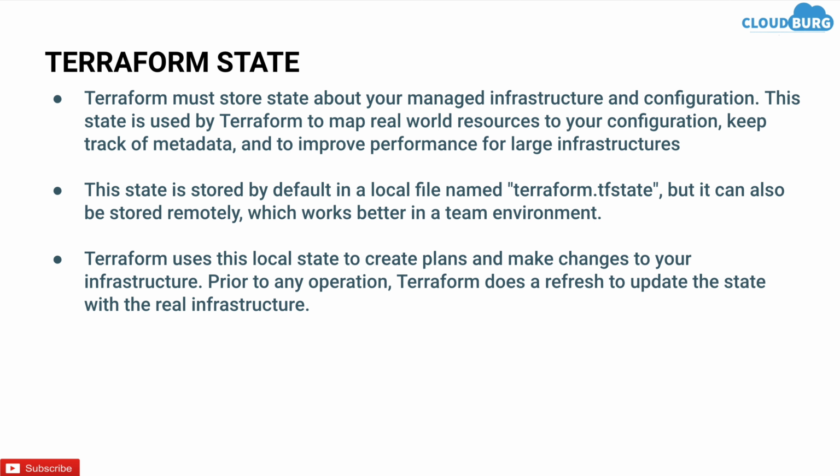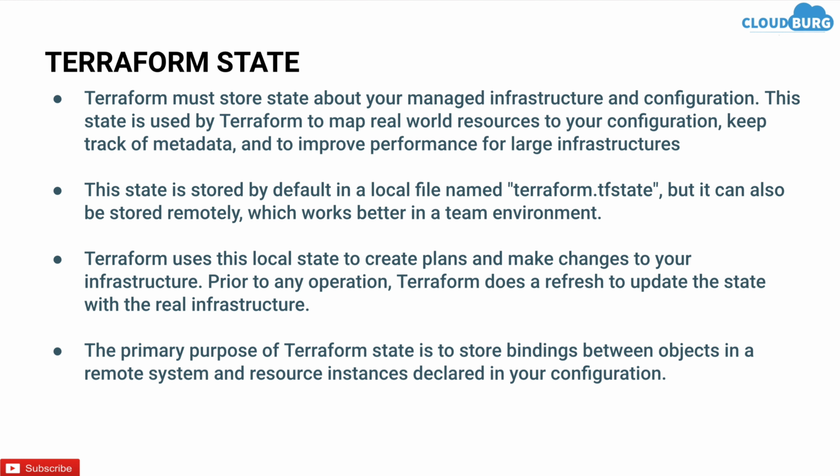Terraform uses this local state to create plans and make changes to your infra. Prior to any operation, Terraform does a refresh to update the state with the real infra. So whenever you are going to run terraform plan or terraform apply, the state is going to refresh. It means that Terraform will refresh the state of all the existing resources. The primary purpose of Terraform state is to store bindings between objects in a remote system and resource instances declared in your configuration. I hope that Terraform state is now clear to you.